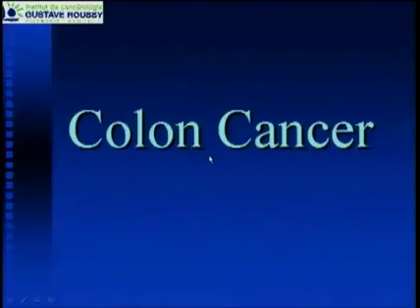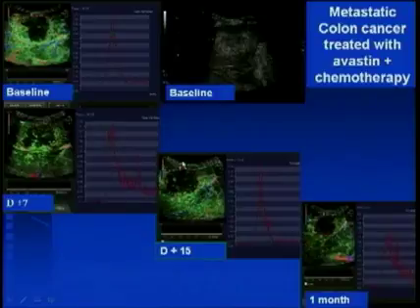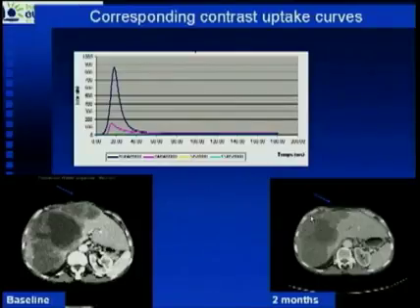So now we are moving to colon cancer. The patient with metastasis in the liver, in B mode, before treatment, after 1 week, after 2 weeks, you can see a strong necrotic area confirmed after 1 month. And in fact, we followed this lesion before treatment and after 2 months, and this is the time intensity curve.